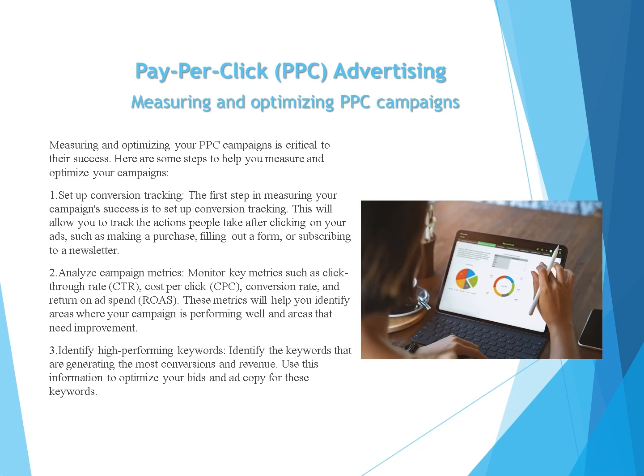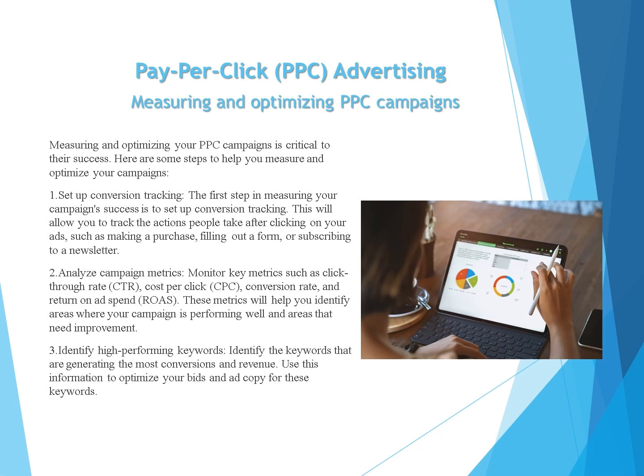Measuring and optimizing your PPC campaigns is critical to their success. Here are some steps to help you measure and optimize your campaigns. 1. Set up conversion tracking. The first step in measuring your campaign's success is to set up conversion tracking. This will allow you to track the actions people take after clicking on your ads, such as making a purchase, filling out a form, or subscribing to a newsletter.